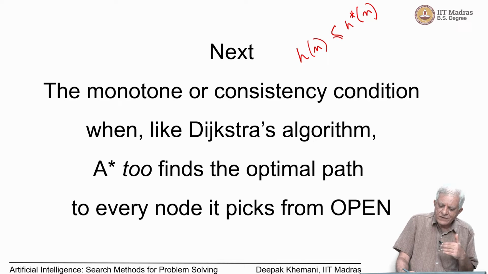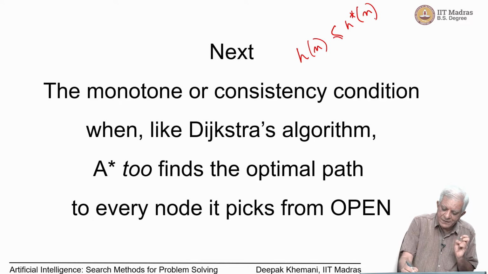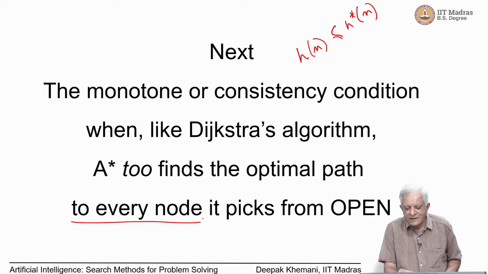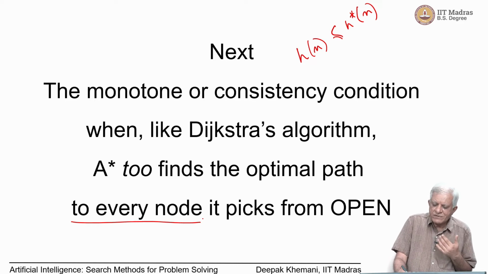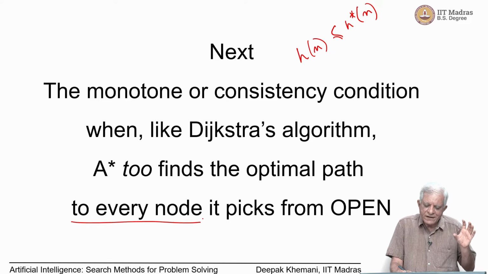Now, we will look at another condition on the heuristic function, which is called a monotone condition or the consistency condition. And the consequence of that is going to be that, like Dijkstra's algorithm did, A star too will now find the optimal path to every node it picks from open essentially. What will be the consequences of that? The consequences of that will be that, in fact, that case 3 that we had in A star, where we said that the new node is on closed and then you do propagation, all that will not be necessary.